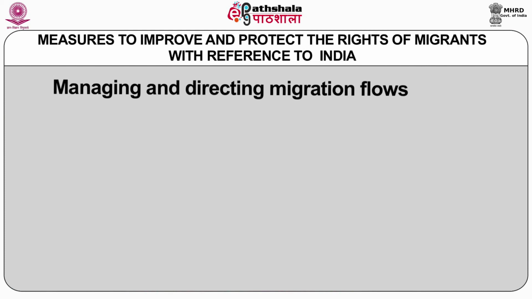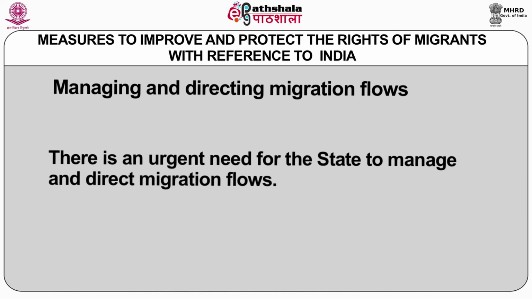Now let's look at managing and directing migration flows. There's an urgent need for the state to manage and direct migration flows. In cases that came before the honorable courts, there were instances where the government was unable to give the exact figures of how many migrant workers were working in the projects undertaken by the government, like the Commonwealth Games, metro projects, etc.